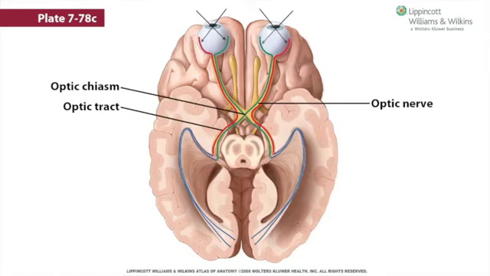The axons from the lateral half of the retina continue posteriorly through the ipsilateral optic tract, that is, the optic tract of the same side as the nerve. The axons in the tracts terminate in the visual processing centers in the diencephalon and the midbrain.